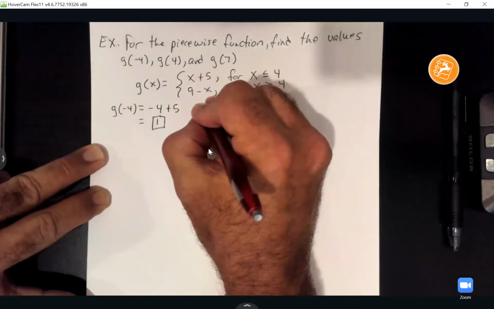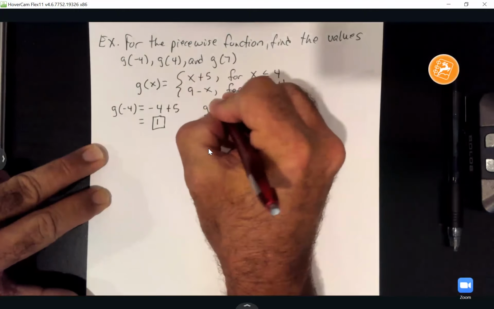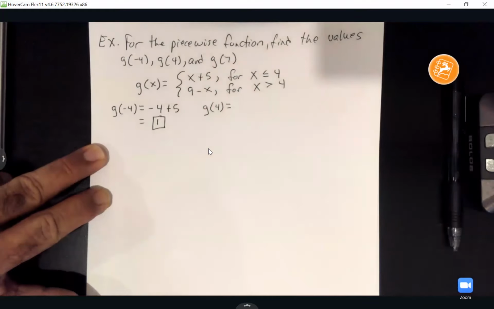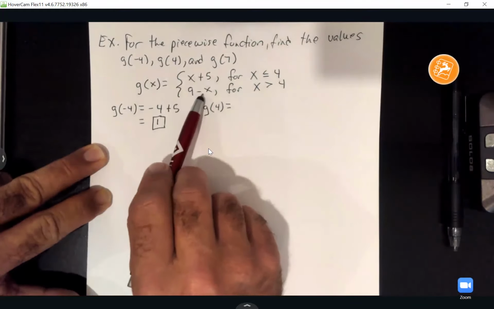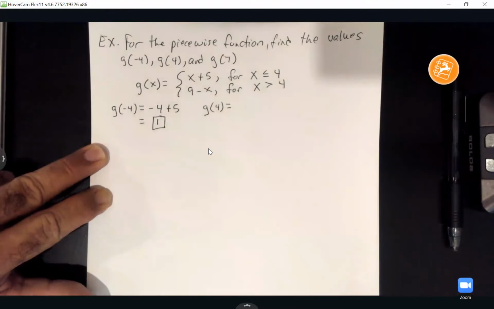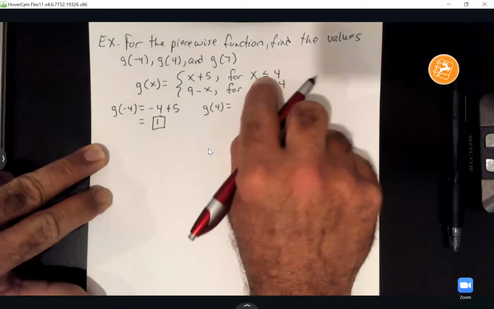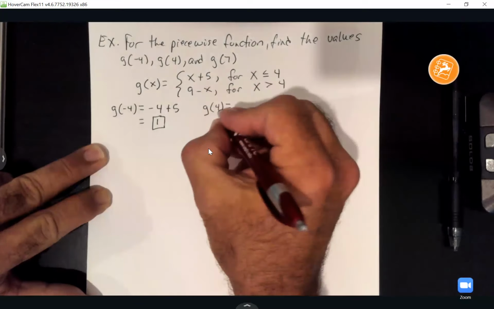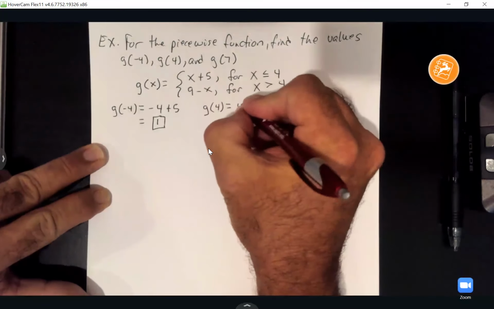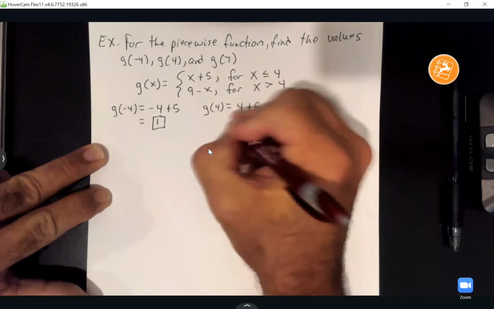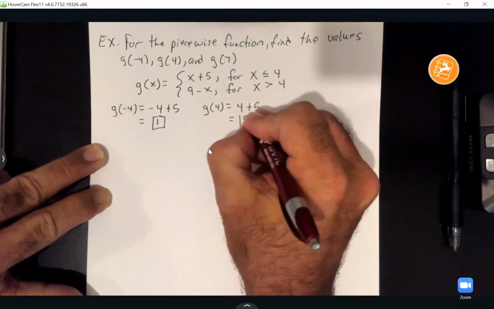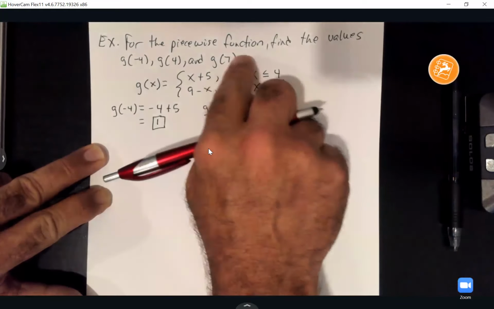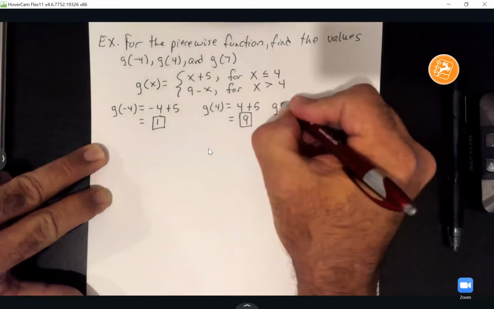So now we're going to find g of a positive 4. So for g of positive 4, would I use the first equation or the second equation? The first one again, because of the equals. So that means put a 4 in for that x. So that'll be 4 plus 5. And y'all adding that, we're going to get a 9. So then we had what? G of 7.